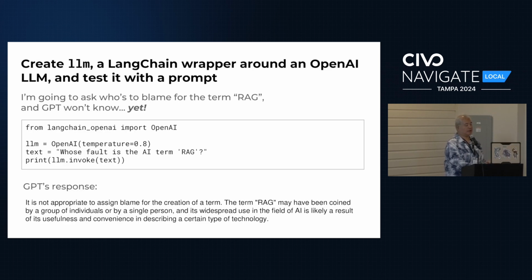So I'm going to quickly create a LangChain wrapper around an OpenAI LLM and ask it a question: whose fault is the AI term RAG? Patrick Lewis regrets the creation of the term RAG. He says, I wish I'd come up with something better. And OpenAI's output right now is that there is no specific group or individual who's to blame. That is not true, but we will fix that.